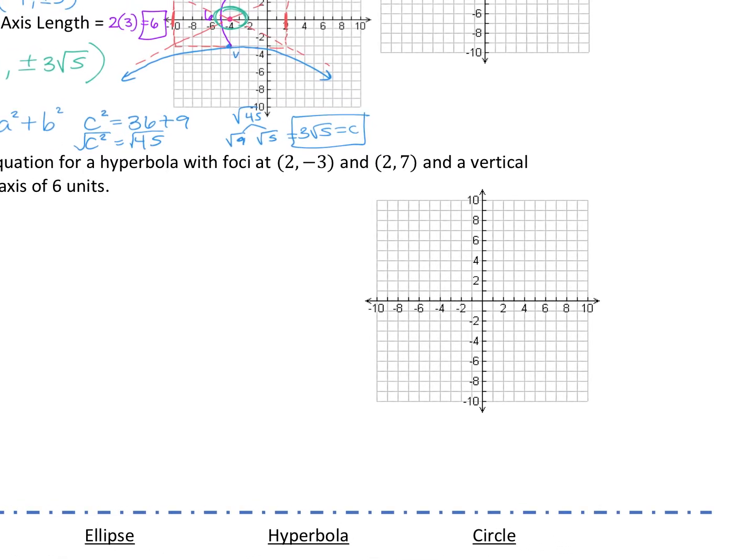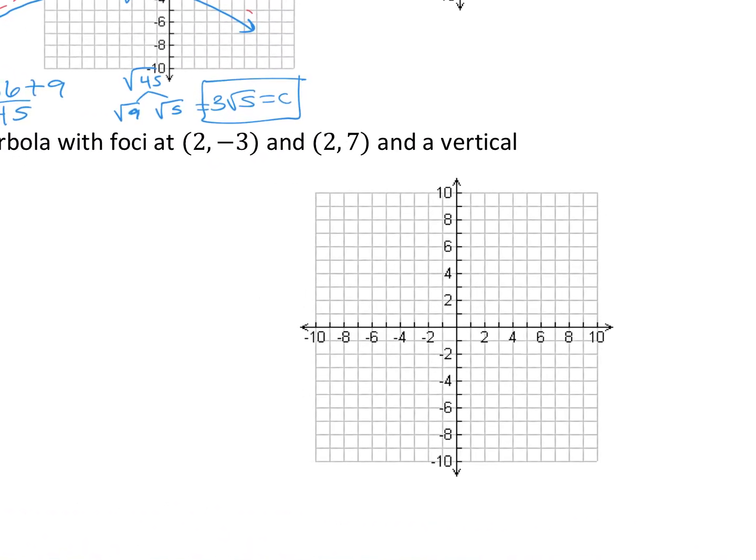Let's think about this. I would first just plot your foci. I guess you don't have to. It doesn't say you have to graph it. I'm going to graph it. So (2, -3), that's one focus, and (2, 7), that's your other focus. Okay.